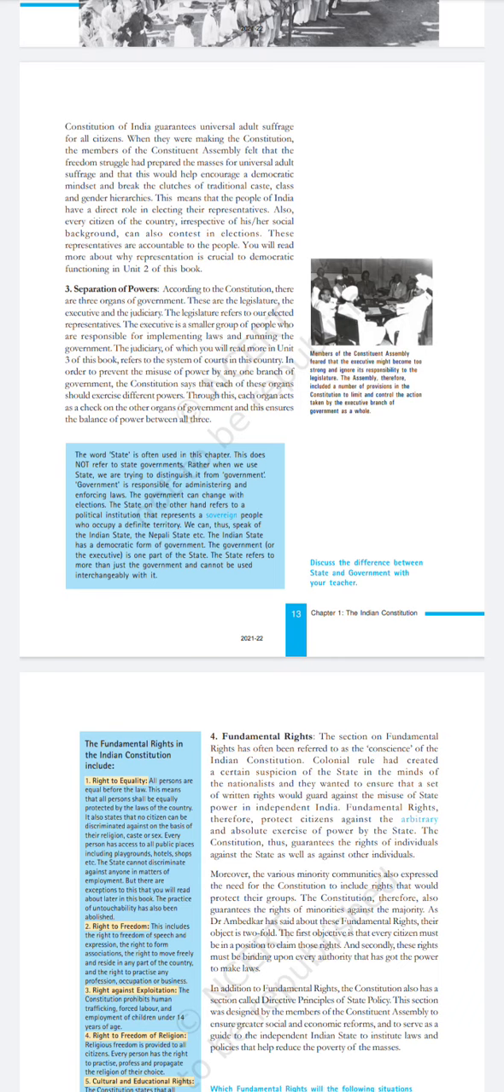Members of the Constituent Assembly feared that the executive might become too strong and ignore its responsibility to the legislature. The Assembly therefore included a number of provisions in the Constitution to limit and control the action taken by the executive branch of government as a whole.